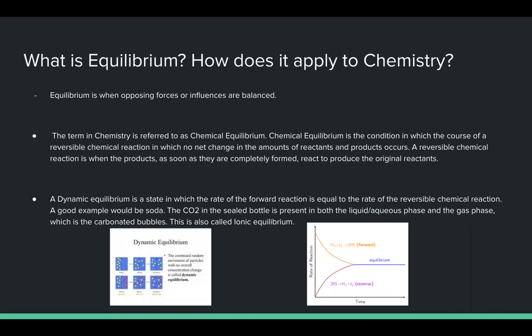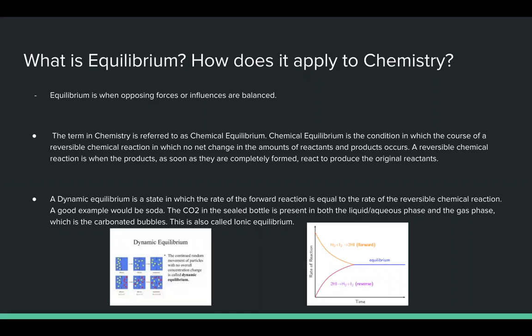A reversible chemical reaction is when the products, as soon as they are completely formed, react to produce the original reactants. A dynamic equilibrium is a state in which the rate of the forward reaction is equal to the rate of the reverse reaction. A good example would be soda. The CO2 in the sealed bottle is present in both the liquid aqueous phase and the gas phase, which is the carbonated bubbles. This is also called ionic equilibrium.